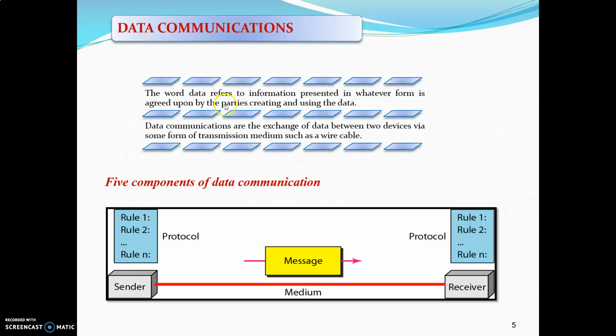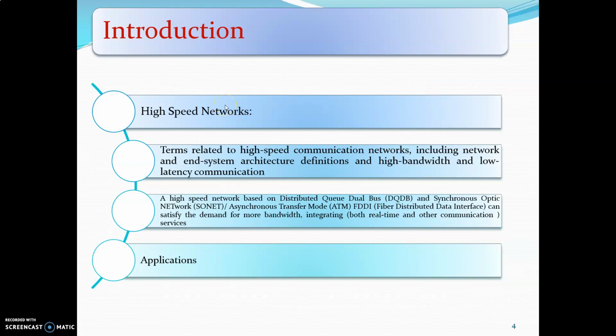Next, introduction. Here are the terms related to high-speed communication networks, including network and end system architecture, definition of high bandwidth and low latency communication. A high-speed network is based on distributed queue dual bus and Synchronous Optical Network, that is SONET, Asynchronous Transfer Mode ATM, FDDI. It can satisfy the demand for more bandwidth, integrating services like both real-time and other communications, and we know the applications of high-speed networks.